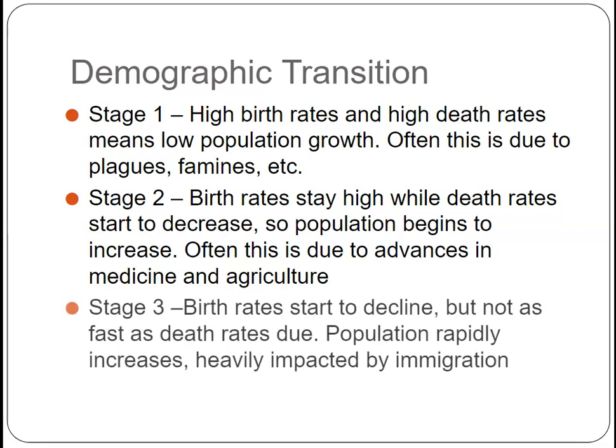If I then go into stage three, now I'm going to start having less children. So my birth rate is going to begin to decline, not as fast as death rates decreasing. Okay. And so now my population is still increasing, and we're going to have more of an influence from immigration.